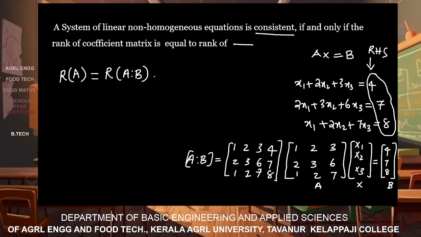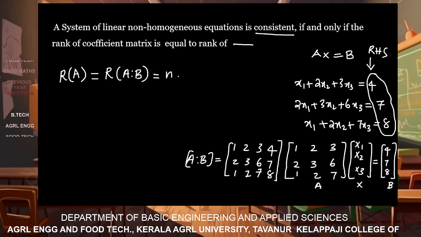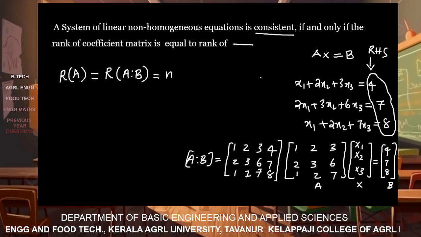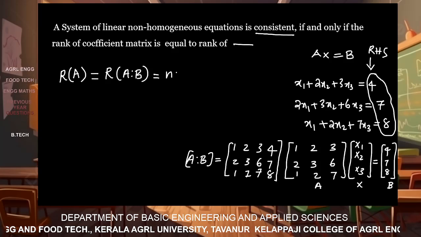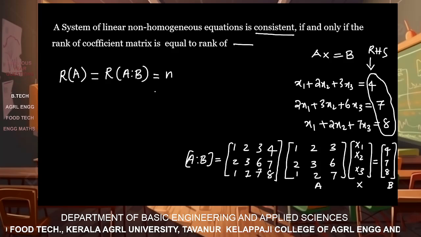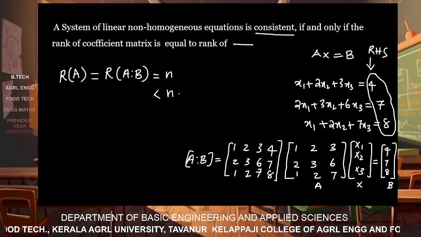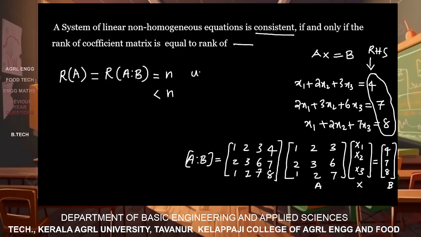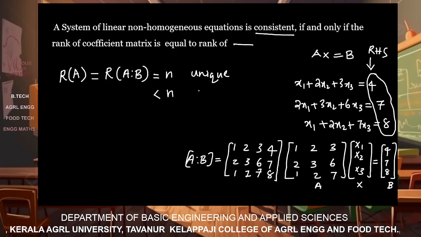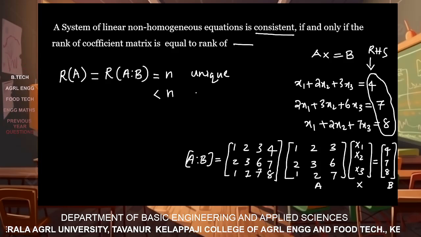If this rank is equal to the number of unknowns, here in this case it is 3, if it is equal to n, then there is only a unique solution. If the value is less than n, then there exist infinitely many solutions. That is the remaining part of that condition. This is infinite.